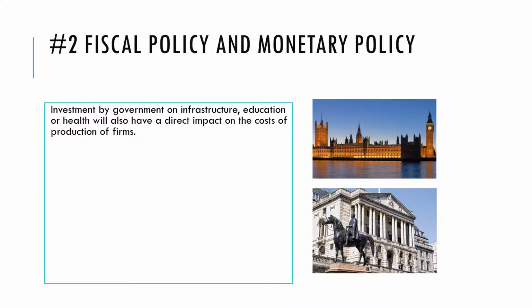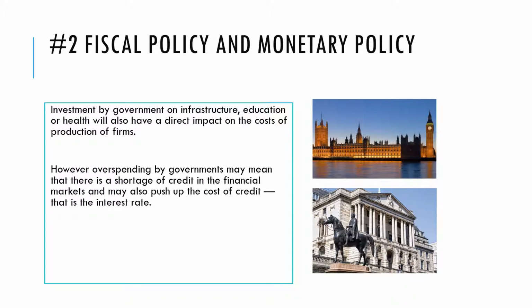A second example here might be a conflict between fiscal policy and monetary policy. Let's say there's been investment by government on infrastructure, education, or health. Now, this might also have an impact on the cost of production for firms. If governments spend a lot of money, and to do this they borrow money, they might find they're using up a lot of credit in the financial markets and also pushing up the cost of credit, which is in effect the interest rate that other businesses will be borrowing at.